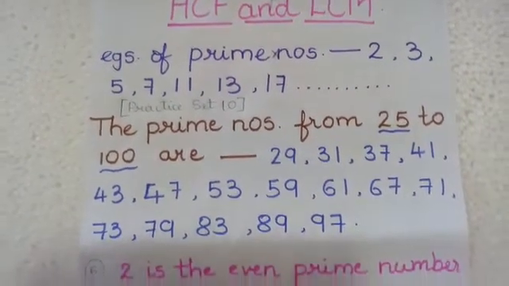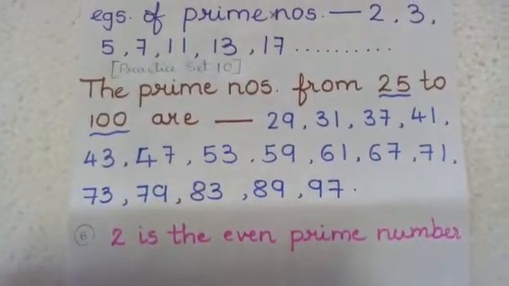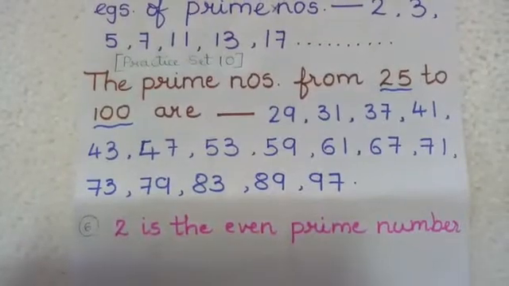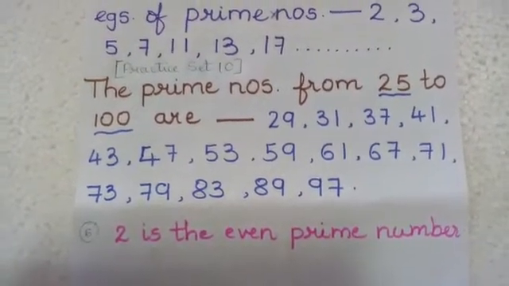itself. In the next question, that is question number 6 of the same practice set, it's asked to write the number which is even prime number. So the even prime number is 2. 2 is the even prime number.